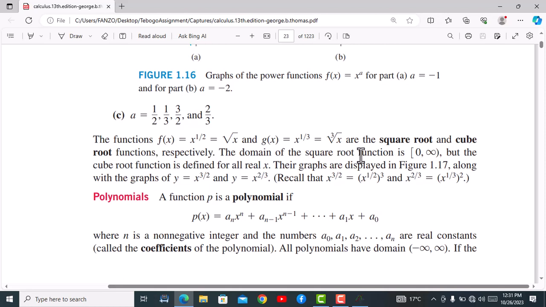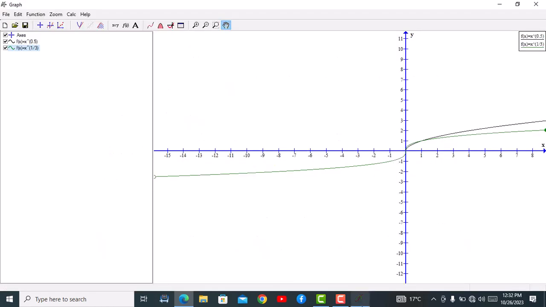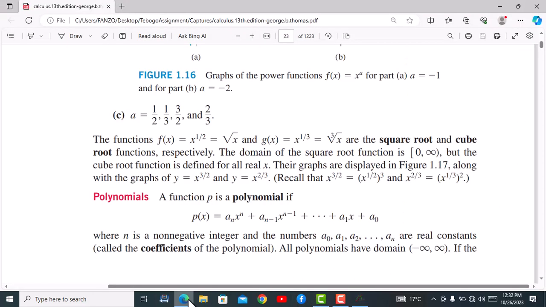The domain of the square root is that, but the cube root function is defined for all real x, and we can see that it is defined on the entire real number line. So when we want to find the domain, it's from negative infinity to positive infinity. It is defined in every real number system, as we can see, for all real values of x. So from negative infinity to positive infinity.